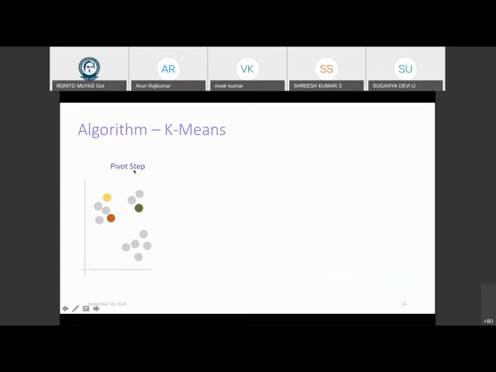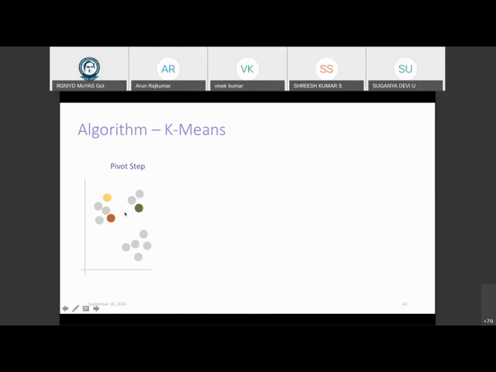The first step of the algorithm is called a pivot step, where you simply take 3 points arbitrarily. We'll come to how to choose them, but for the moment, think of it as taking any 3 points. In this case, I'm taking these 3 points. I'm going to think of each of these points as coming from a different group. We'll call a group a cluster. Let's call this the yellow cluster. This is the pivot for the brown cluster, and this is the pivot for the green cluster.